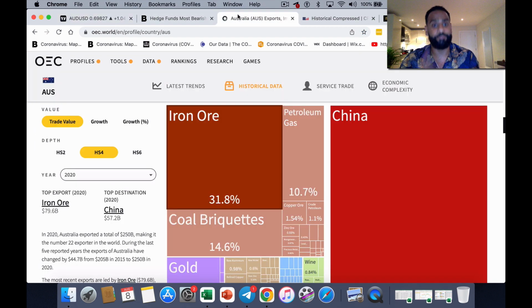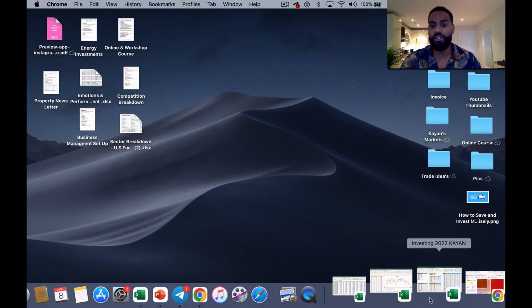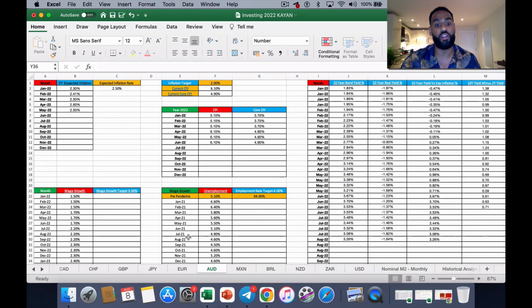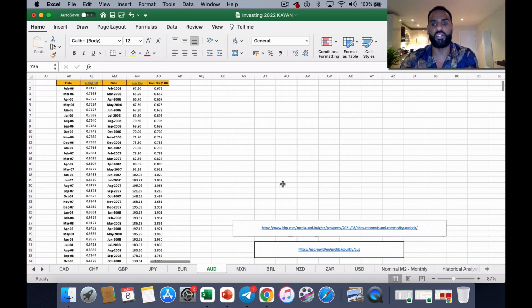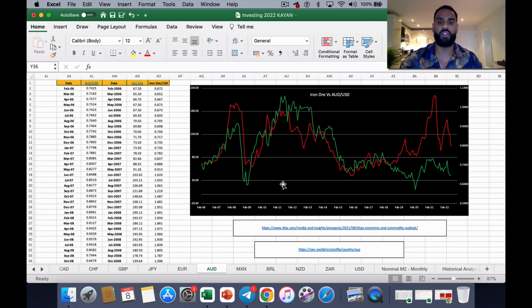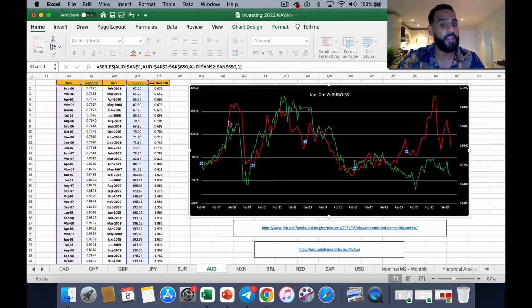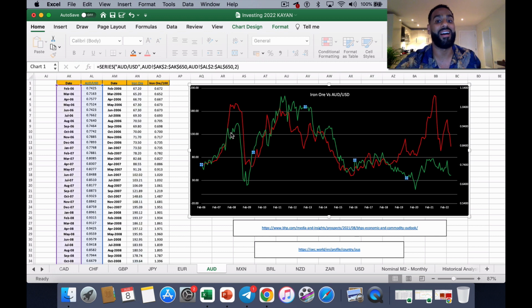So if I show you iron ore accounts for 31%, in this spreadsheet here, I'm going to show you how we can look at the Australian economy. This is what I teach on my advanced course. It might seem like a lot of data, but if you scroll across to the commodity section, because this is what's important for Australia, I'm going to show you the iron ore price highlighted in red and the Aussie dollar, US dollar highlighted in green.